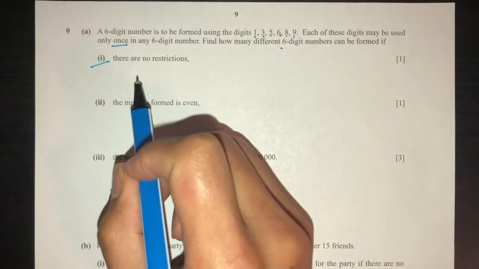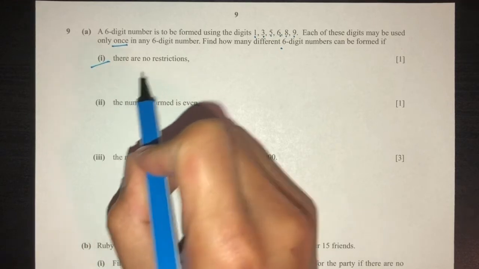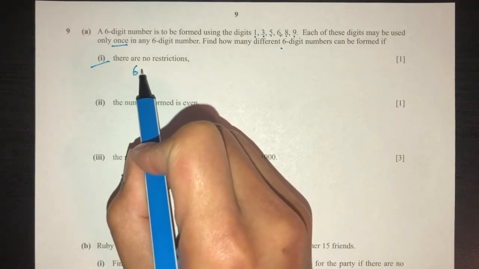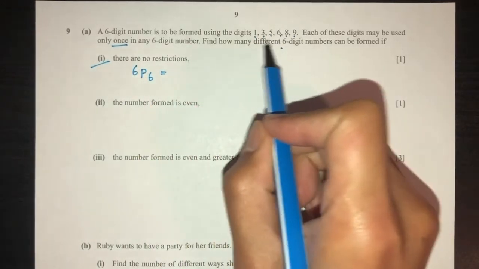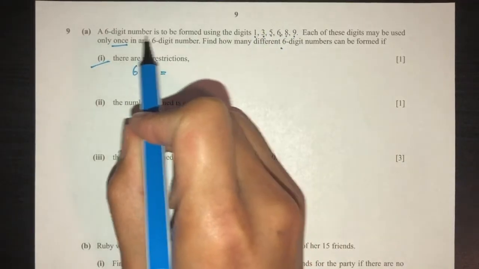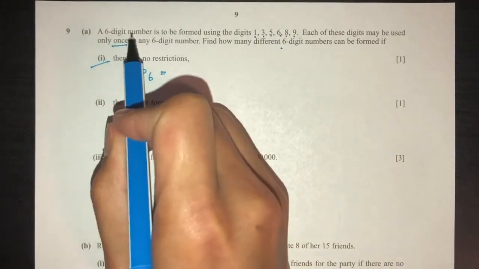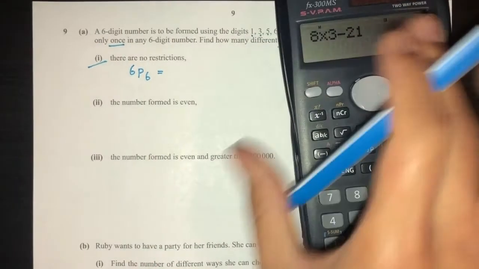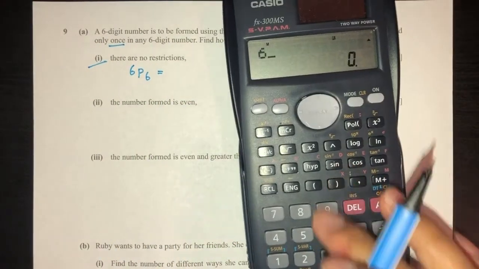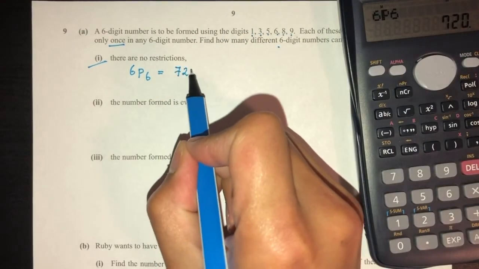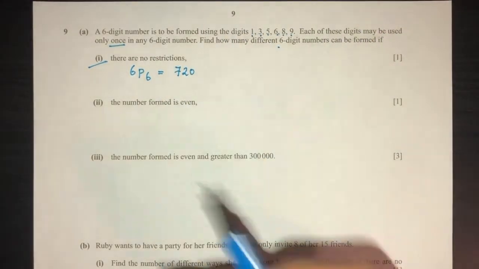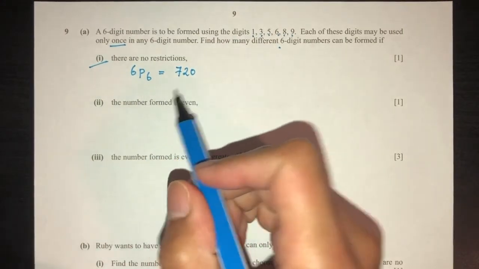The easiest way to do this is to write 6 permutation 6 as your answer, because we have 6 numbers. We have to form a 6-digit number. That's why we use 6P6. So 6P6 now will be 720. So your other answer can be, if you don't know how to use this, you can always say, okay, I want to form a 6-digit number.